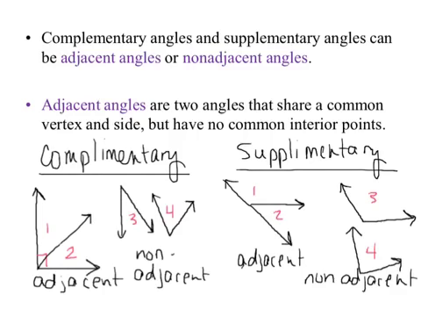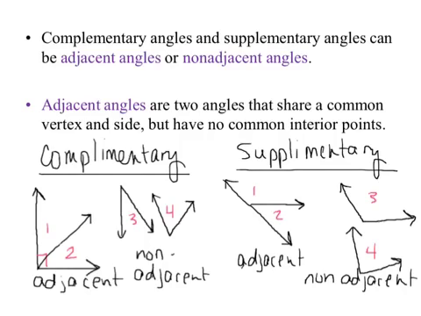Adjacent angles are two angles that share a common vertex and side but have no common interior points. Here I have complementary angles. These two are adjacent because they share a vertex. Remember, the vertex is the point, and they share a common side. And if I add them up, I get 90 degrees.